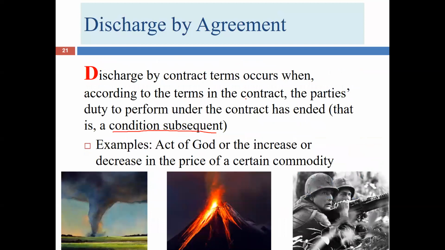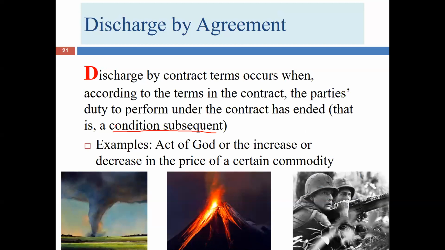So we have this condition subsequent. Let's assume the condition subsequent happens. I'm unlucky. I lose my job. And so under the terms of the agreement, I have no continuing obligations under the contract. I am excused from performance. That's what a condition subsequent does. So discharge by contract terms occurs when, according to the terms of the contract, the party's duty to perform under the contract has ended.